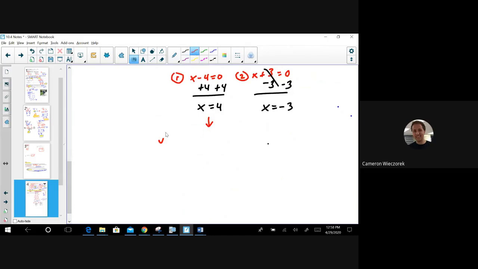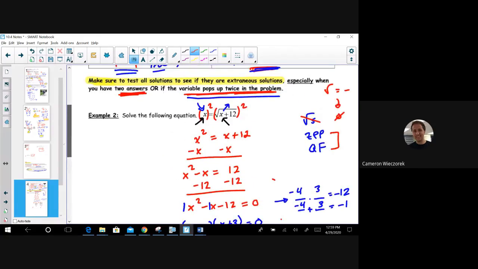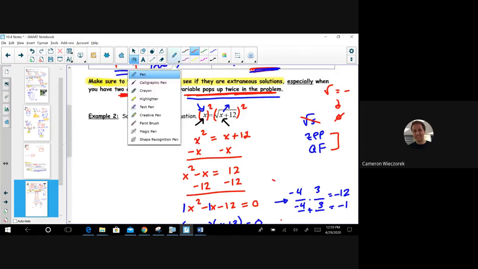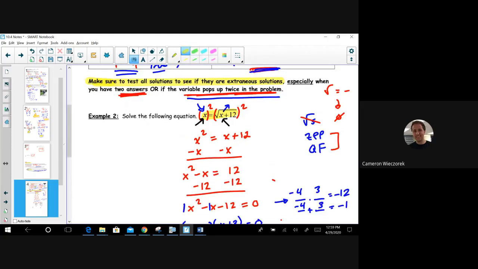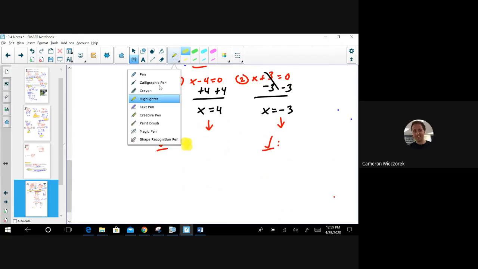So what I'm going to do is check this one by plugging it back into the original, and check this one by plugging back into the original. What do I mean by original? The original problem is the one that I had right at the start before I squared anything, the one that was written on paper before I started writing. So I'm going to be testing it back into the equation x equals rad x plus 12. Uh-oh, 10.